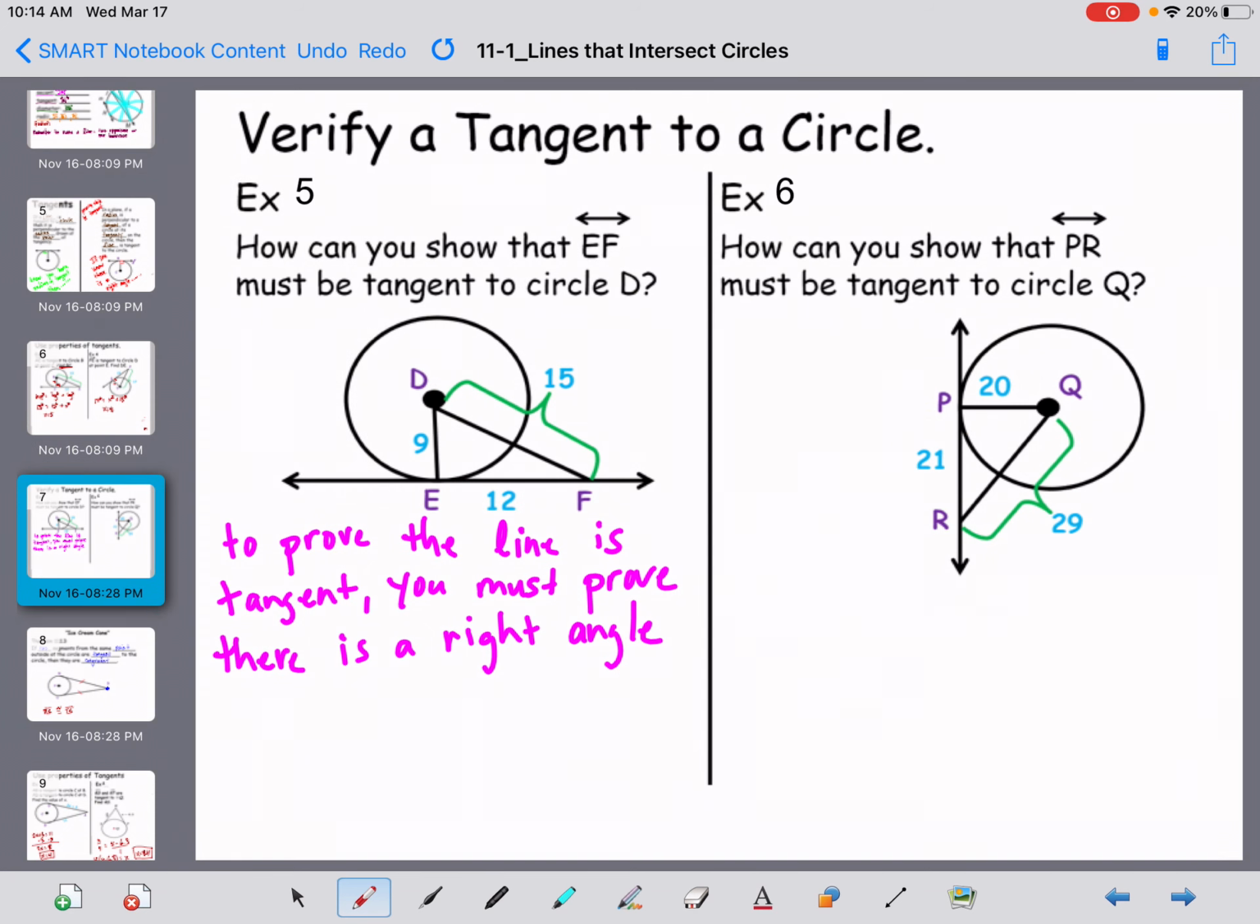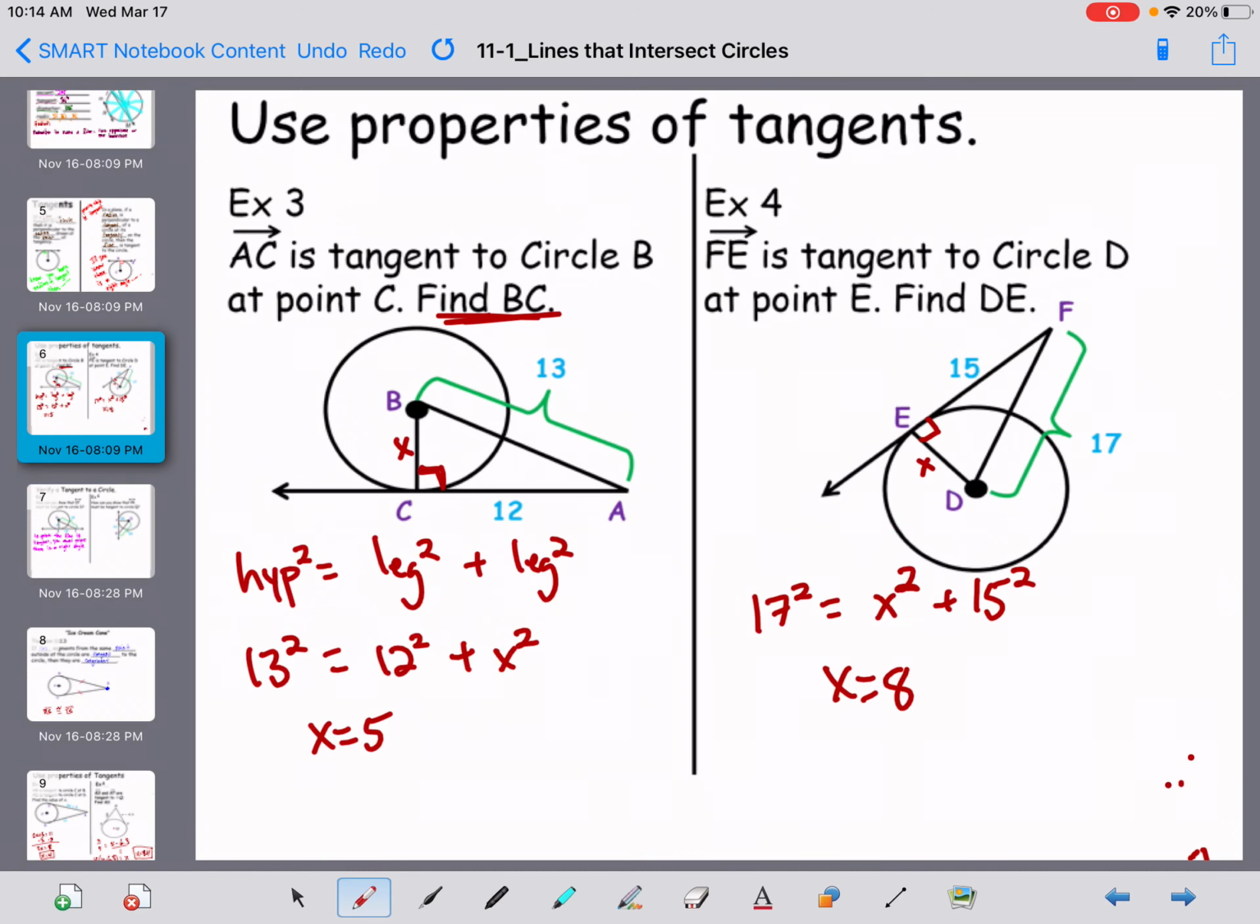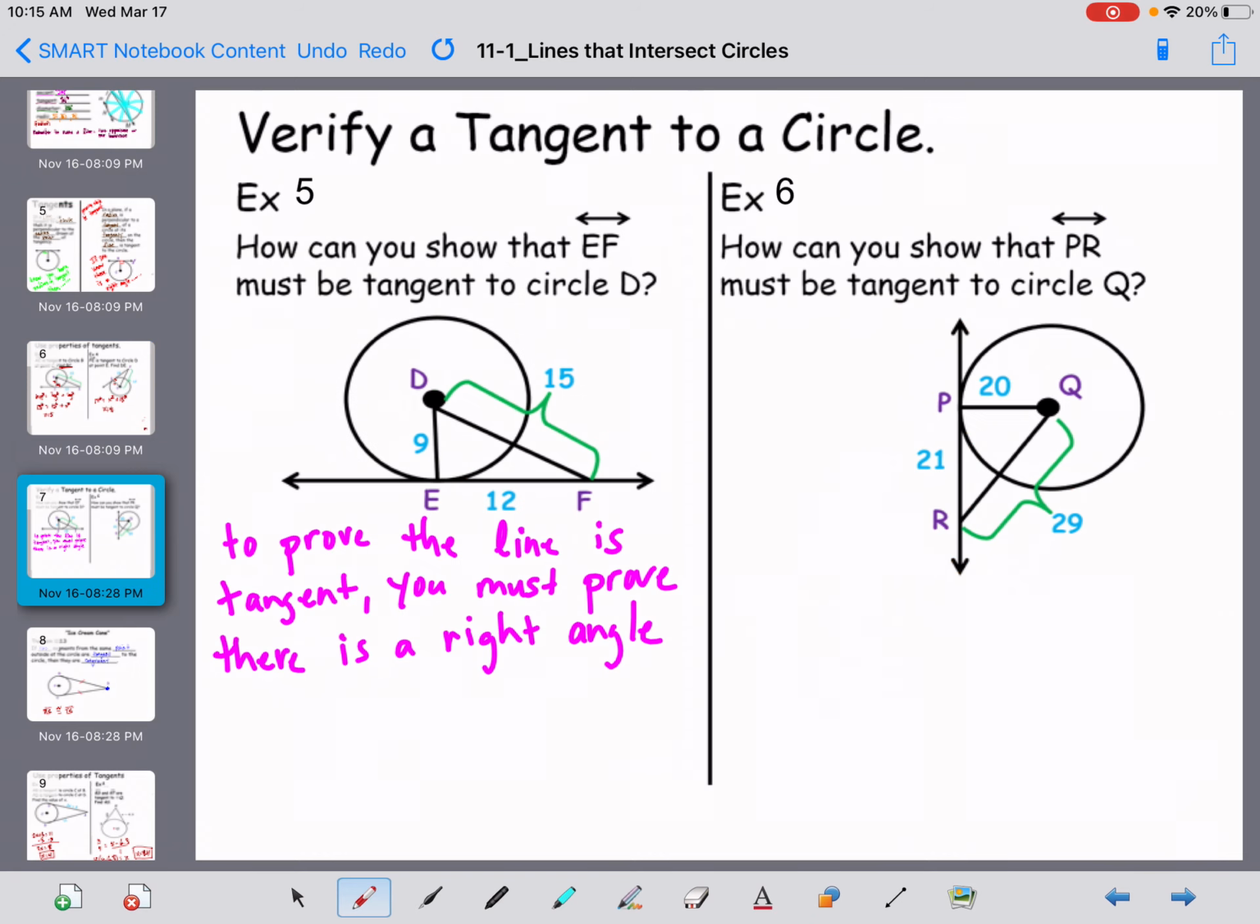Now we're trying to verify that these lines are tangent. In the first two problems, we were told that the lines are tangent, which means it makes a right angle. And in these, we're trying to prove that those lines are tangent. In order to prove that the line is tangent, you have to prove that you've got a right angle there. How do you prove that? Good old Pythagorean theorem. So I'm going to say 15 squared has got to equal 9 squared plus 12 squared.